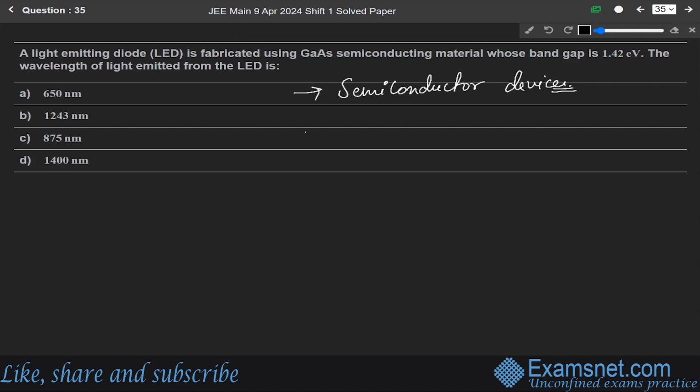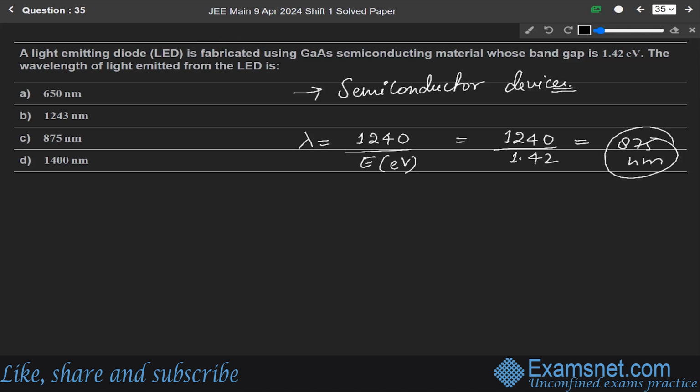We know that the formula for wavelength lambda equals 1240 over E in terms of electron volt. It is equal to 1240 over 1.42. Solving it, we get 875 nanometer. It is a very simple question, just a formula based question. Okay, so the correct answer is 875 nanometer, which means option C.